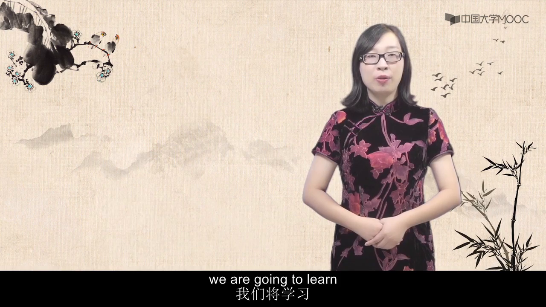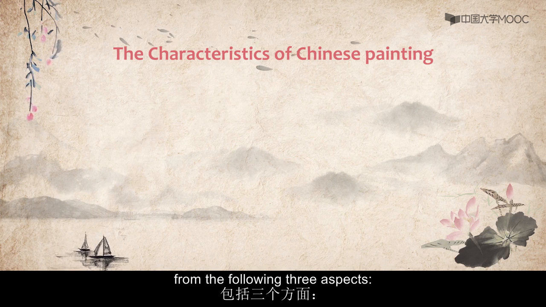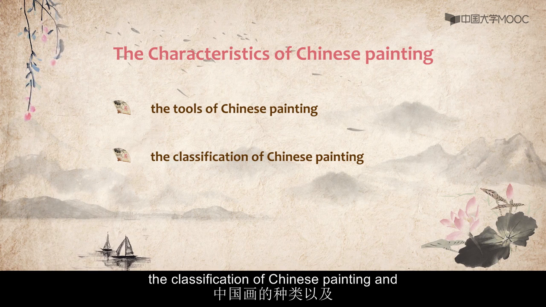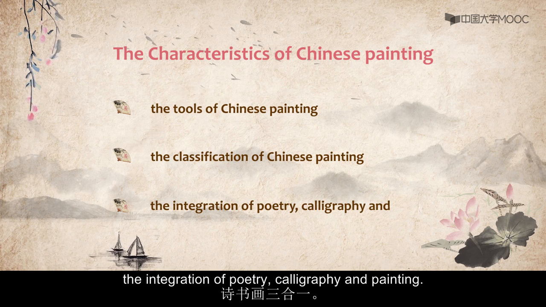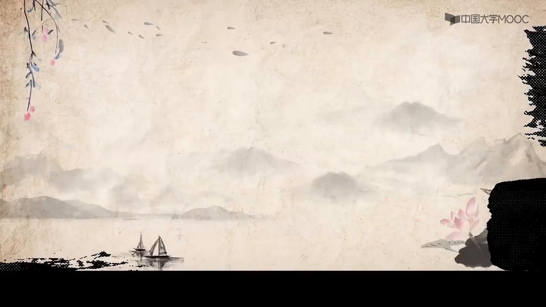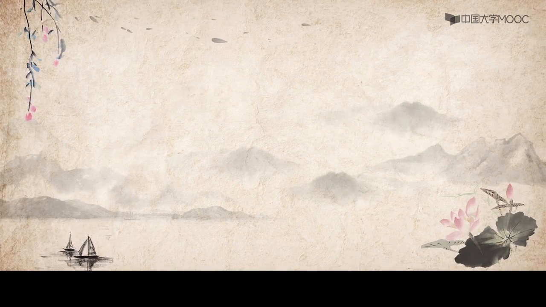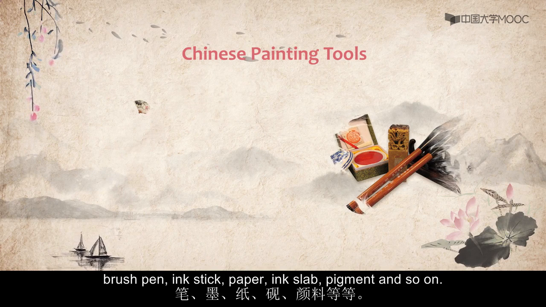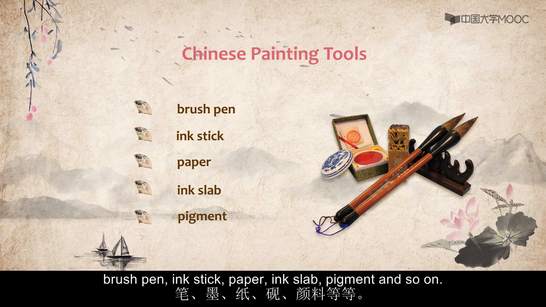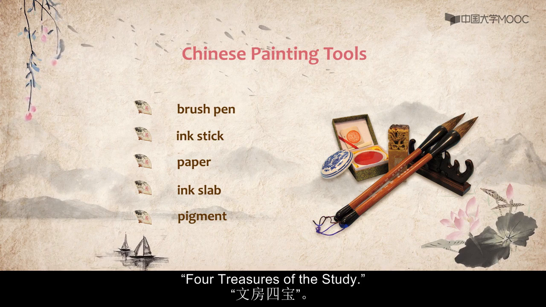In this session, we are going to learn the characteristics of Chinese painting from the following three aspects: the tools of Chinese painting, the classification of Chinese painting, and the integration of poetry, calligraphy, and painting. Now, let's start from the tools of Chinese painting. Chinese painting tools are mainly brush pen, ink stick, paper, ink slab, pigment, and so on. The first four are also known as four treasures of the study.